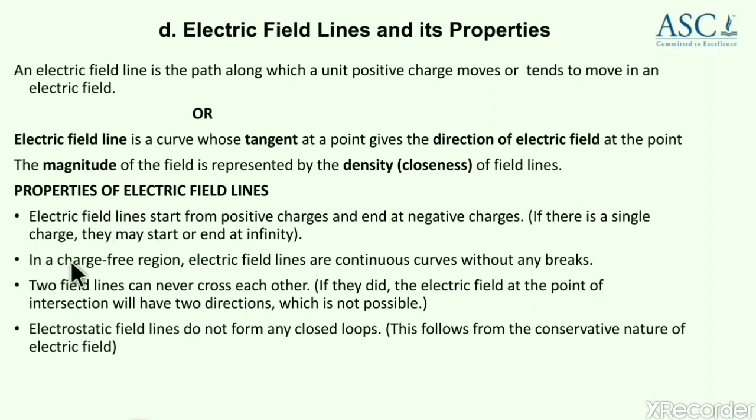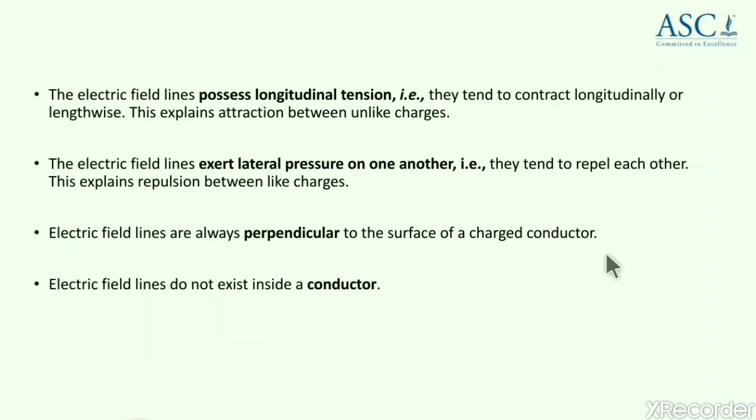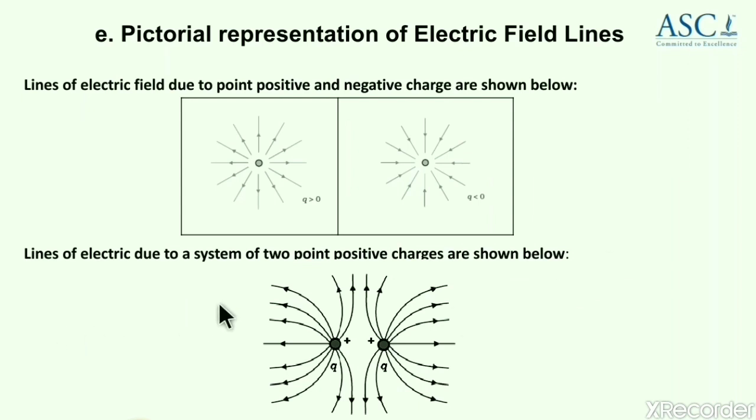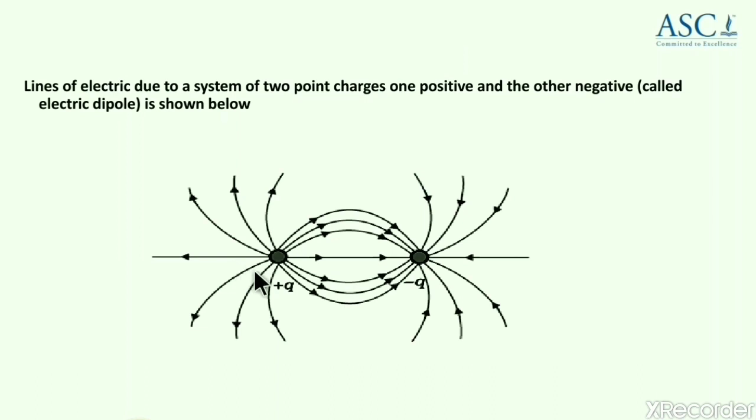Second property: in a charge-free region, electric field lines are continuous curves without any breaks. That means once we start drawing electric field lines, you don't get any breaks. It is a smooth curve. So here I can show you in the next picture. See here, nowhere can you find a break in these curves. Once I start, it is continuously drawn. So you can tell the electric field lines are continuous curves. Even here you can find it has its effect till here. So nowhere is it discontinuous.